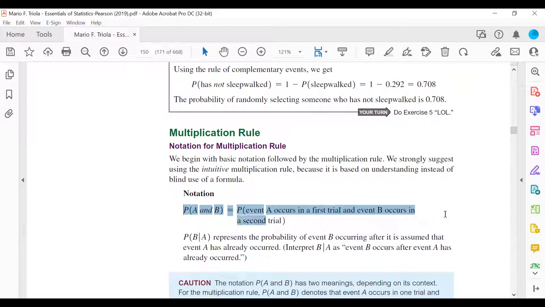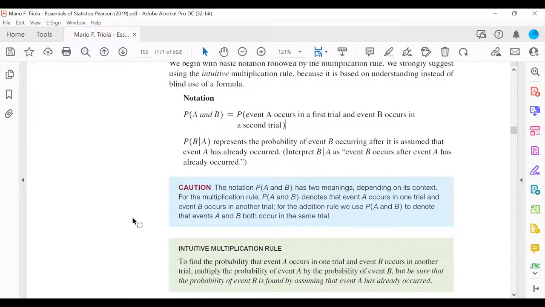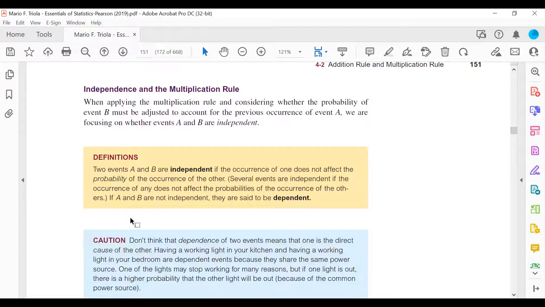of the multiplication rule. Just like the addition rule, the multiplication rule has two formulas. I'll go through those two formulas in a little bit and I'll give you some examples. But it all comes down to the two terms that we have to go through: the terms independent and dependent, right?